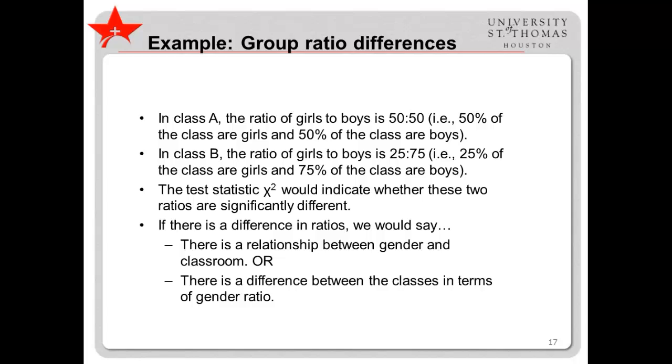Of course, they are literally different. The numbers are not identical. But remember that we typically want to say whether differences are meaningful relative to the population. If there is a significant difference in ratios, we would say there is a relationship between gender and classroom, or there is a difference between the classes in terms of gender ratio.